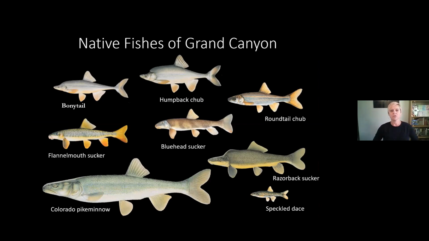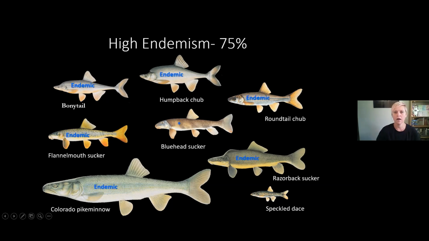So to start off, there were 8 fish species that were native to Grand Canyon. The humpback chub, the bonytail, flannelmouth sucker, Colorado pikeminnow, bluehead sucker, roundtail, razorback sucker, and speckled dace. Of those 8 fishes, 75% of them are endemic to the region. So the humpback chub, the bonytail, the roundtail, flannelmouth sucker, Colorado pikeminnow, and razorback sucker are all found only in the Colorado River Basin and its tributaries, and not in other places in the world.